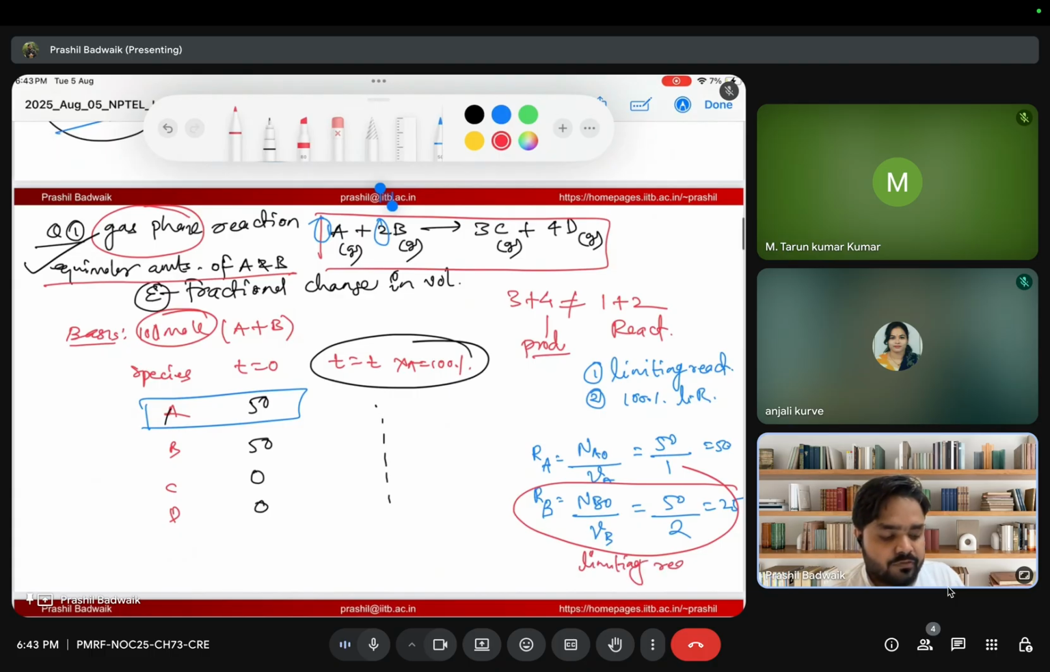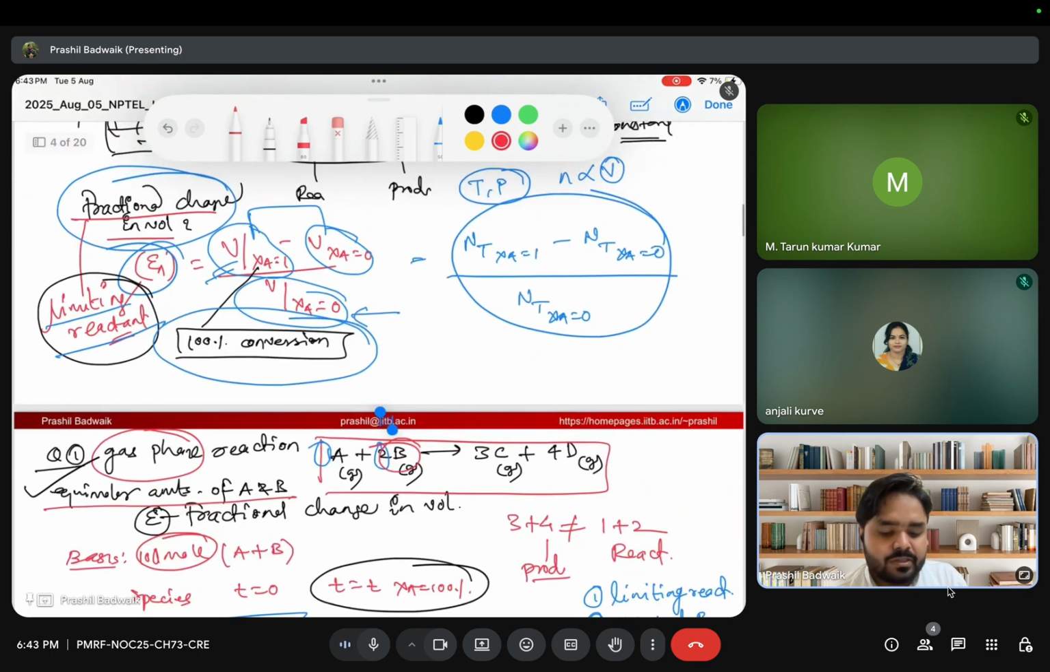This is a question which is frequently asked in GATE exams: how to find the limiting reactant. Similar concepts are used in chemical process calculations. So if you prepare here, it will be helpful for you to prepare for the other courses. Right? So we have figured out the limiting reactant, and that is B. Now what the definition says, 100% conversion of the limiting reactant.